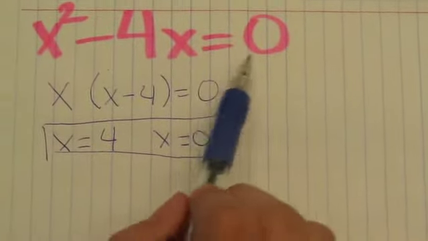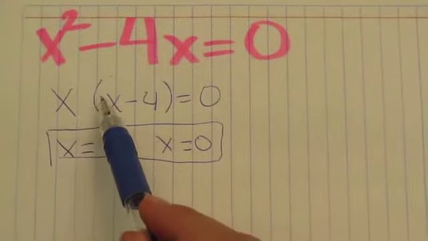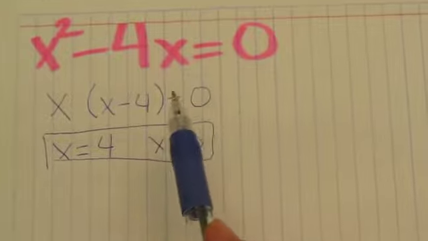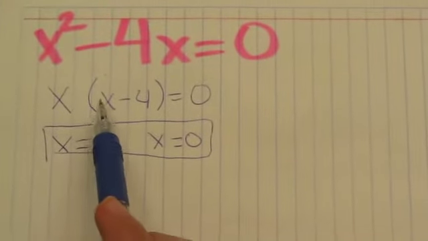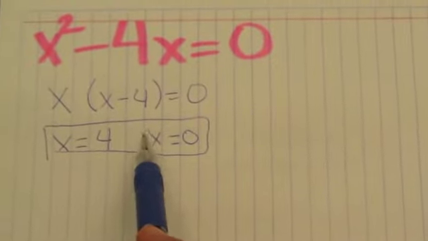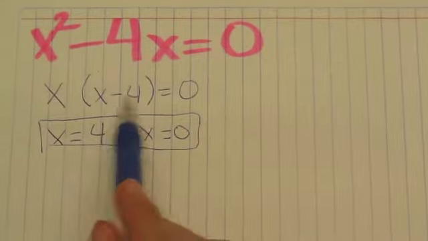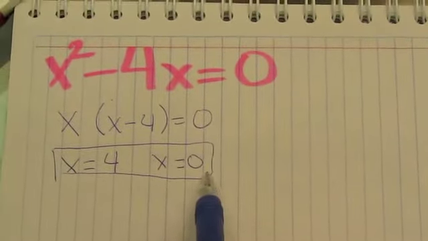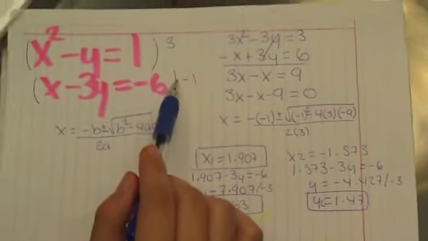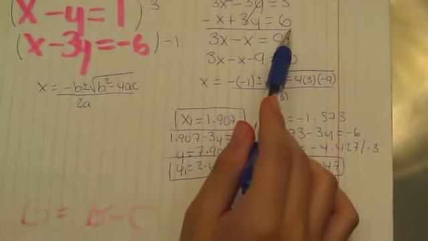Okay, this is the equation, and you have to factorize, and it's going to be x multiplied by x minus 4 equals 0, and then you're going to put x equals 0 minus 4, so it's going to be x equals 4, and the other x is going to be equal to 0, because you have to put everything equal to 0, and that's it.